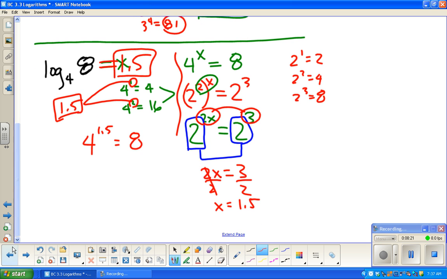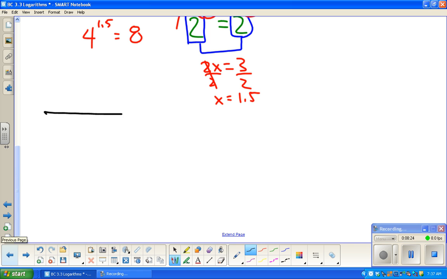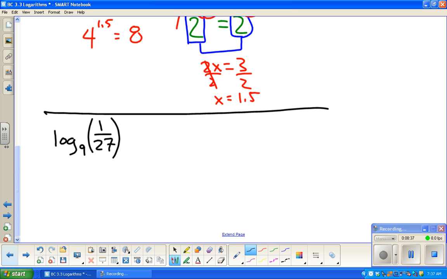Okay, one more of those. Let's do log base 9 of 1 over 27. Ooh, that looks like a lot of fun, doesn't it? Okay, maybe not. So again, I'm going to make it equal to x, and I'm going to rewrite this in exponential form. So the base to the x power equals 1 over 27. Now, the process I'm using to make this work is rewrite this in terms of the same base.